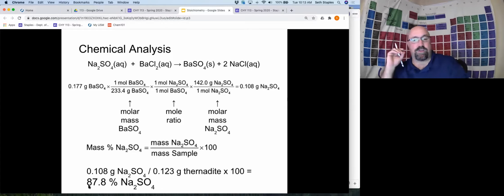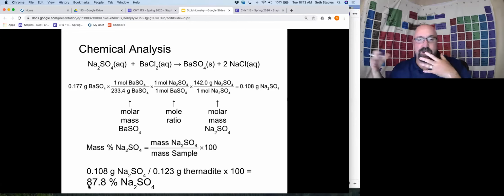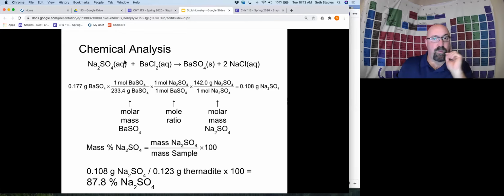And so this is called a gravimetric analysis, when we are precipitating out a solid in order to then take the mass of that solid and find out how much is there, and then sort of convert and backtrack to find out how much of a particular reactant had to have been present to begin with. And so that's one way that we can use stoichiometry to perform some chemical analysis.